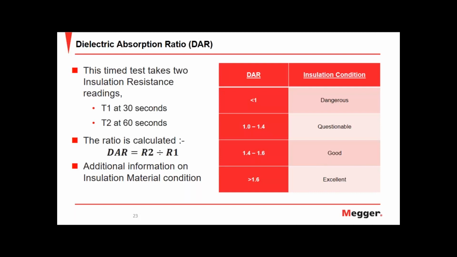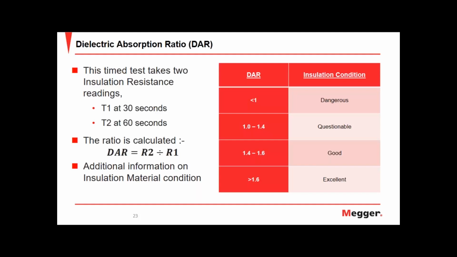So here we can see when we perform the DAR test, we take two values. We take an IR value at T1, which is at 30 seconds, and an IR value at T2, which is at 60 seconds. In some countries, especially in Eastern Europe, they actually use T1 as 15 seconds, so there's a little bit of a variation there.